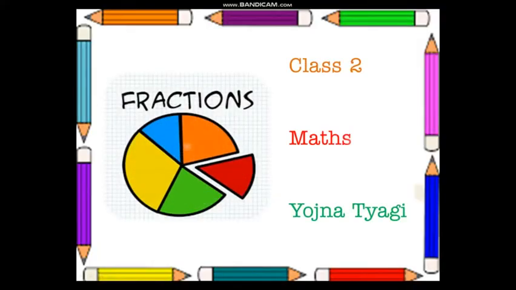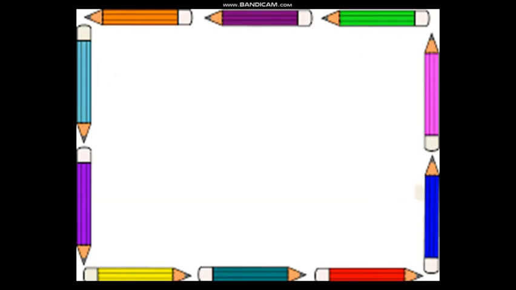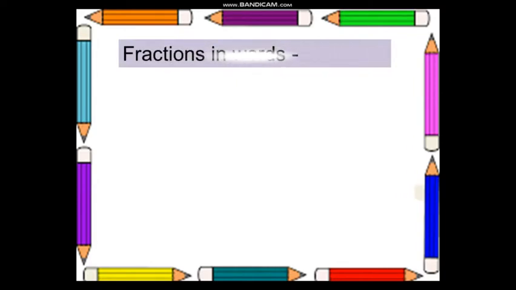So children, let us start today's class of fractions. Before moving on to fractions, let us learn how to read them. If we know the fractions in words, then it is easier for us to read them. For example, this is 1 by 2, which means 1 of 2 equal parts of a whole. We know that. But how to read this? This is called 1 half.